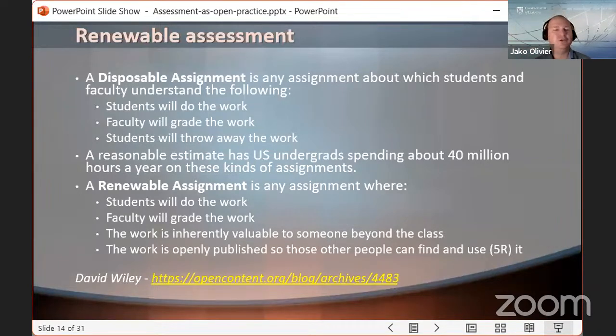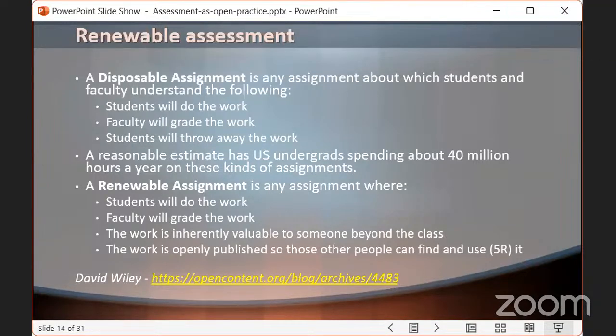So a renewable assignment, according to Wiley, is any assignment where the students will do the work, faculty will grade the work, it's still fine, but then the work is inherently valuable to someone beyond the class. So it might be someone in next year's class. It might be someone in another class. Or like it says here, it's openly published, so it can be of value to anyone. It might be someone from a different level of teaching. It might be someone from a different country or institution even. So that's where the value lies.